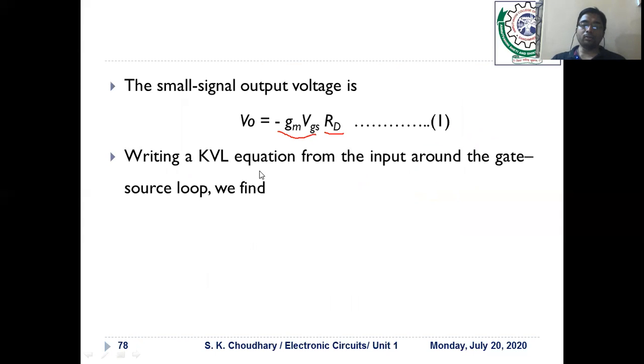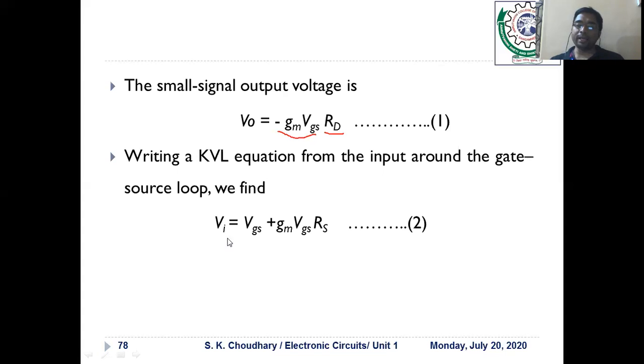Now to find the input voltage, we have to apply the KVL loop here. When you apply the KVL loop in the small signal equivalent circuit, your VI becomes VGS plus the voltage drop across RS.